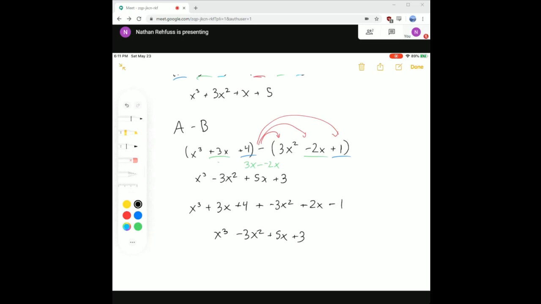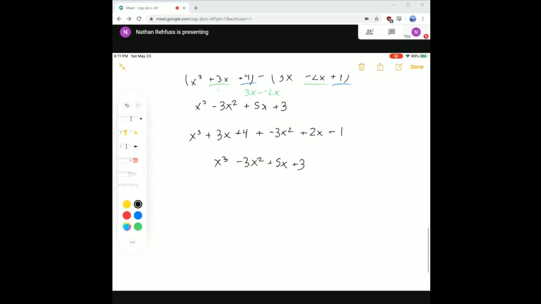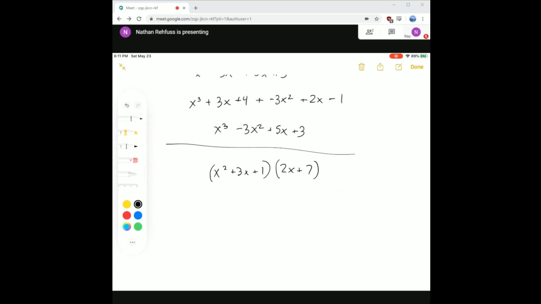Now let's talk about multiplying polynomials. I already showed you the distributive property, but I want to show you something a little different. Let's say I have x squared plus 3x plus 1, multiply that by another polynomial, 2x plus 7. Now I could distribute the 2x plus 7 to each of these. So I have x squared copies of 2x plus 7, 3x copies of 2x plus 7, and 1 copy of 2x plus 7.